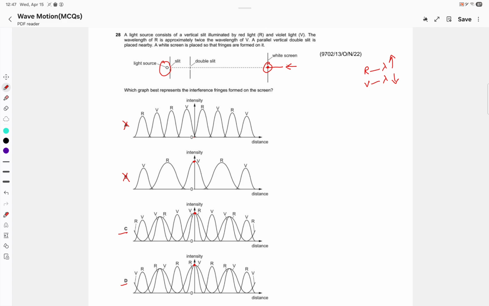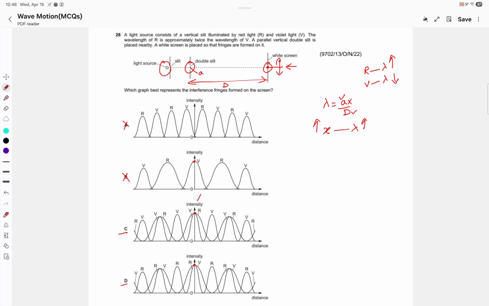Now you have to look very carefully. Lambda is equal to ax over D, where a is the separation between the two slits, and D is the distance between the double slit and the screen. a and D are constant. It means the fringe separation depends on lambda. So the light which has the greatest lambda should have the greatest separation, and here red light has the greatest wavelength, so it must have the greatest separation.